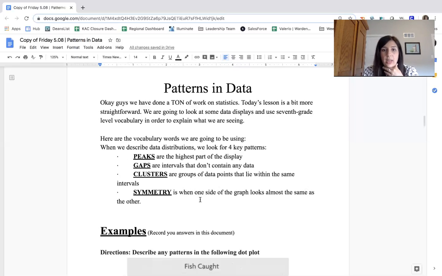And symmetry is when one side of the graph looks almost the same as the other. So a line of symmetry, we see it in art, we see it in everyday life. Your face is symmetrical, a leaf is symmetrical. It means if you were to draw a line down the middle, both sides would be like a mirror image of each other.